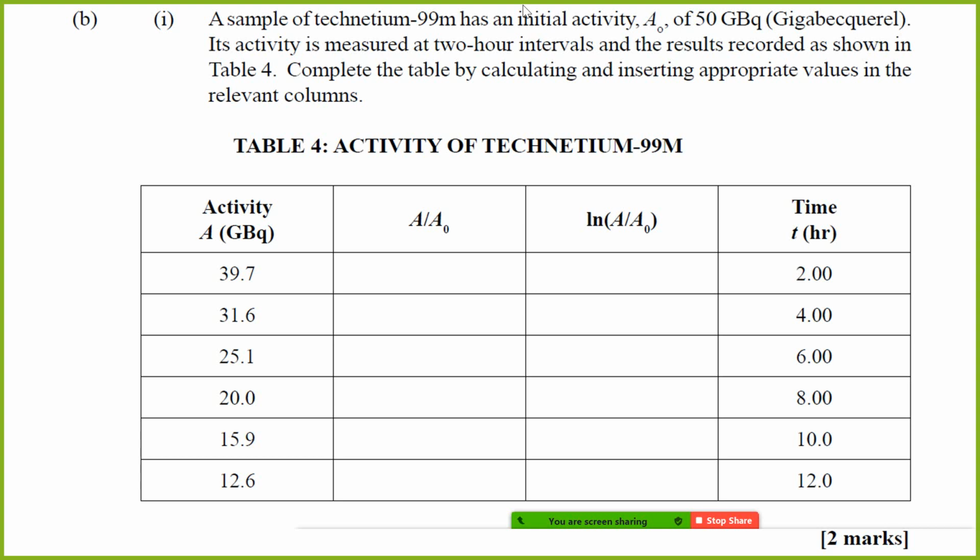Well, first you have to change the gigabecquerels into units. No, you don't have to change it. The reason why I wouldn't want to change it is because you're essentially dividing activity by activity, so the giga would eventually cancel out. You follow me? Yes, sir. So go ahead and give me the values, guys.